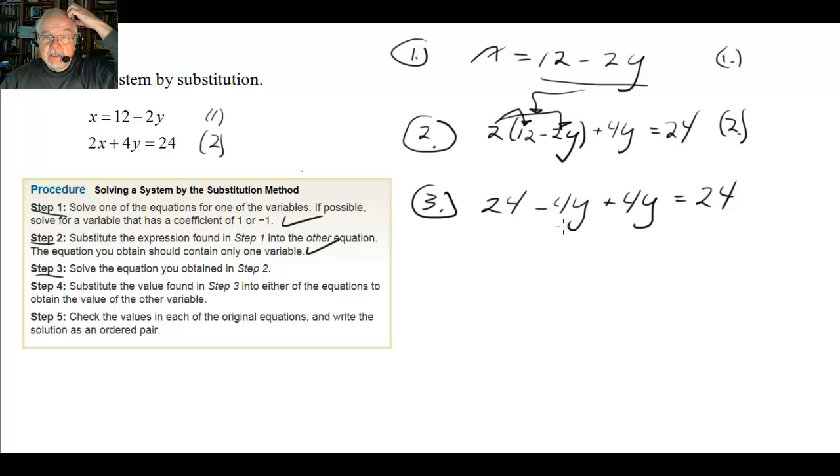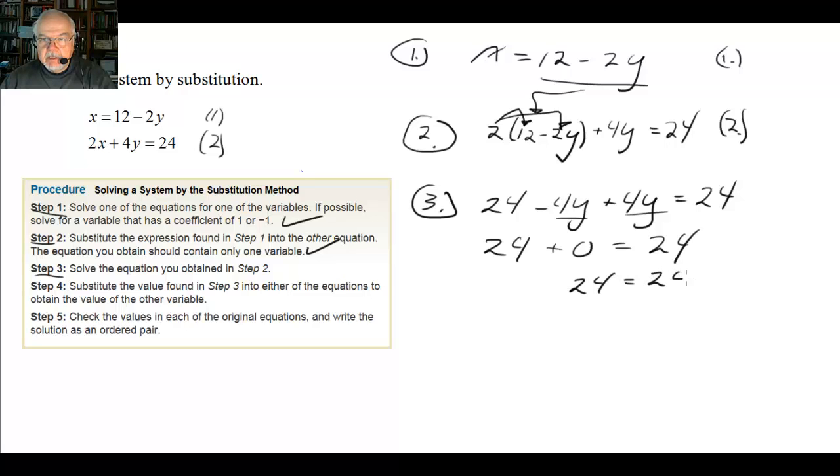We've got 24. Well, that's not going to have much happen there. We have two like variables, interestingly though, but when we add them together we get 0. The right-hand side of the equation is 24. We get this interesting situation where we have 24 equals 24. No matter what y is, we get 24 equals 24. Well, this is true.